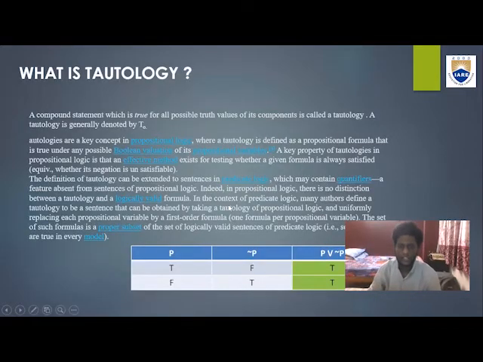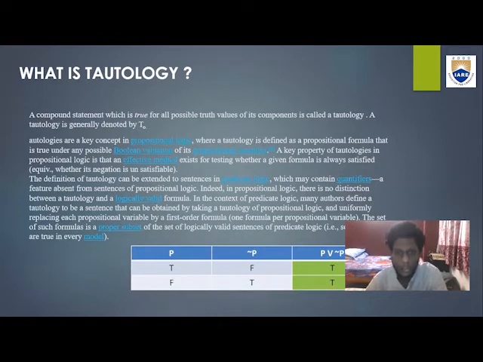Now, let us first know what is tautology. Tautology is a compound statement which is true for all the possible truth values of its components. A tautology is generally denoted by T naught, which is T with 0 at the bottom. Tautologies are a key concept in propositional logic, where a tautology is defined as a propositional formula that is true under any possible Boolean valuation of its propositional variables.